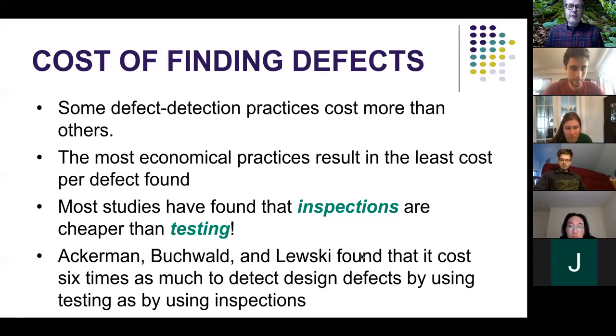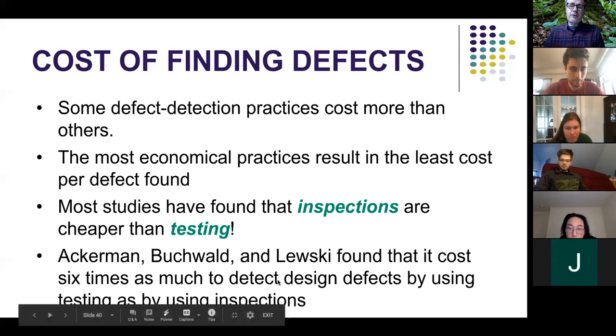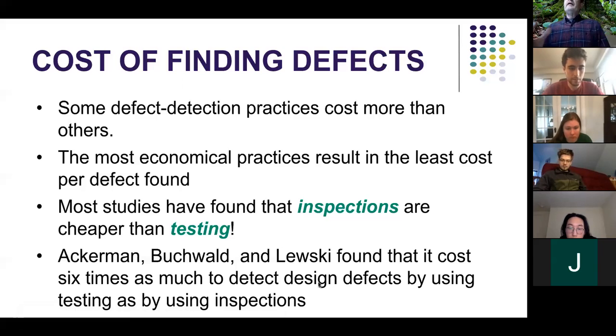So these guys found that it costs 6 times as much to detect design defects by using testing as by using inspections. Because just think about design defects. Design defects means you came up with the wrong design, then you wrote code for that design, and then you found out there was an error. The cost of fixing that is huge because it's not just a coding error, it's a design error. Oftentimes you have to go back and almost completely rewrite your code. So you don't want to catch those errors during the testing phase. You want to know that it's a problem before you even write the code.